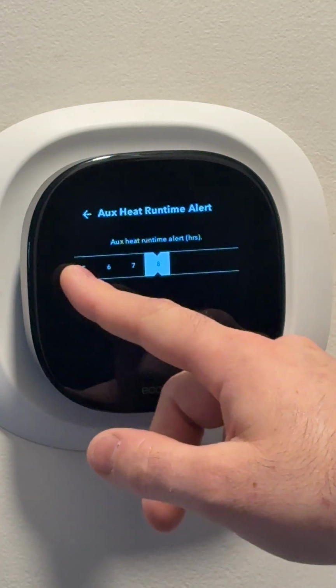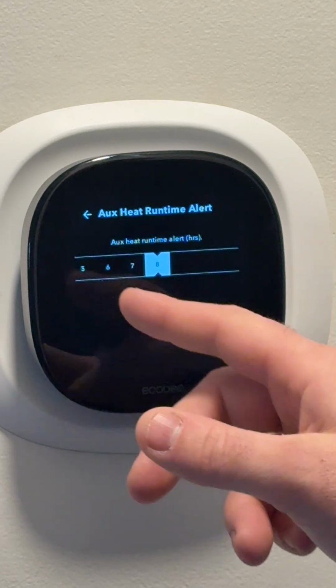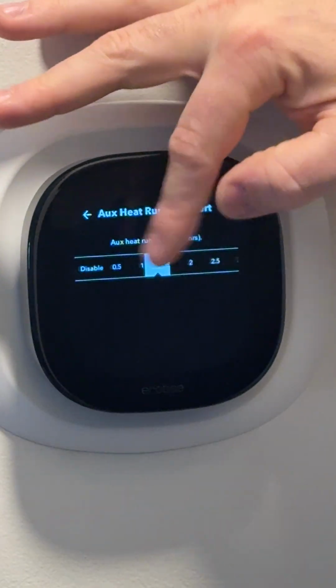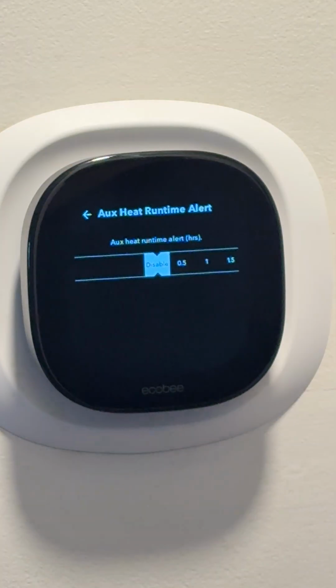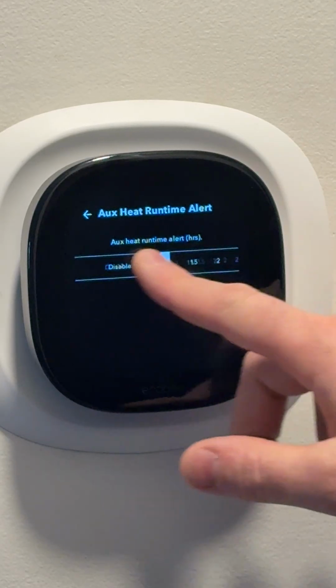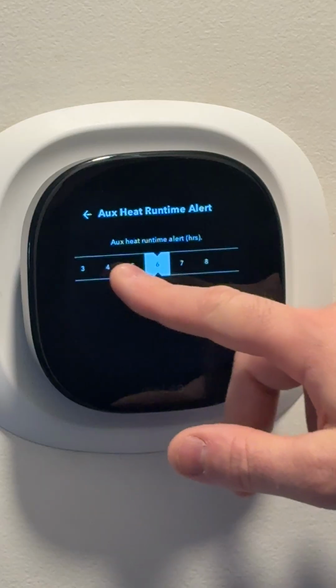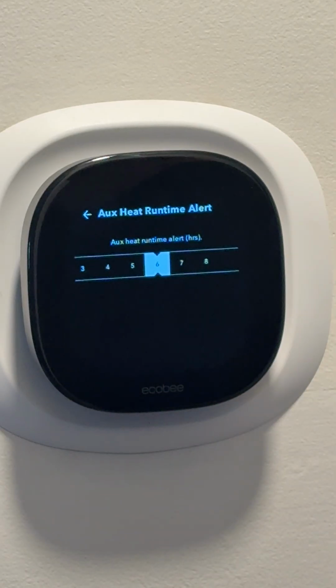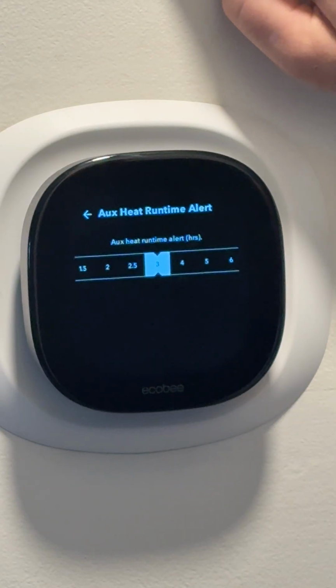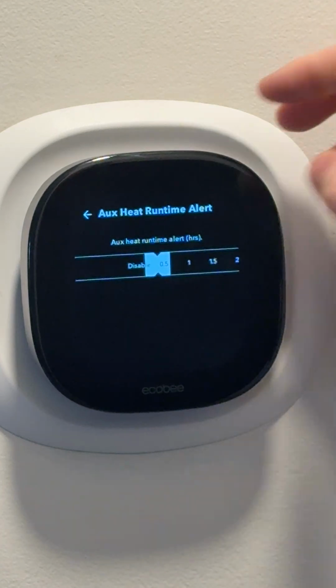I would prefer to just do none, because again, if you turn up the temperature, the heat's going to run, you get an alert, you get an alert, you get an alert. So disable is good, or just raise it up. If it's a really cold day outside and it runs for more than 6 hours, you're going to get alerts. 3 is pretty low. On the coldest day of the year, you're probably going to run for like 24 hours that day. So when you get a cold snap, you're going to get this aux heat runtime alert every day. That's why I would say disable it.